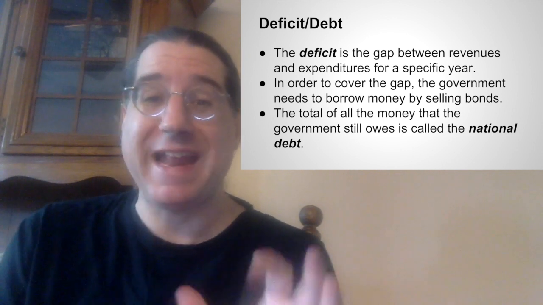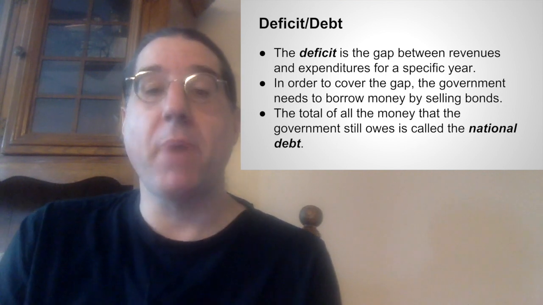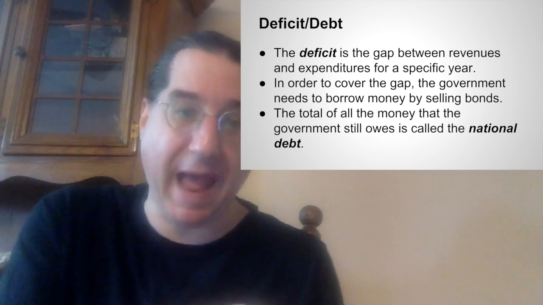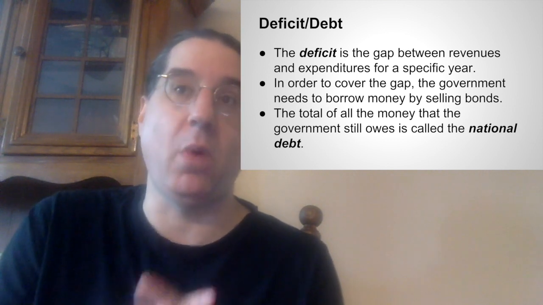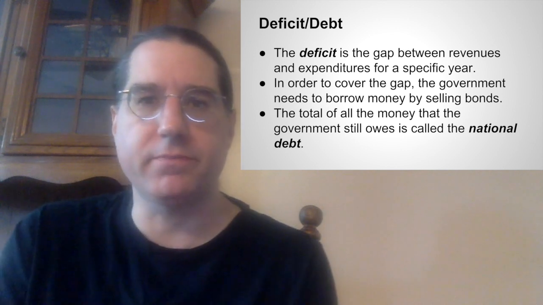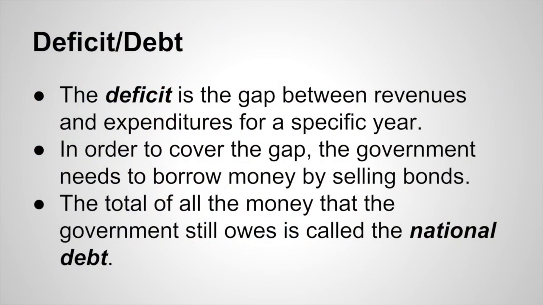Now, there was a period in the late 90s where the government had a surplus, but it still had debt because of all the money that it had borrowed and was still paying back. But it didn't need to borrow anymore. That period ended around 2001, and we've been in deficits again ever since.